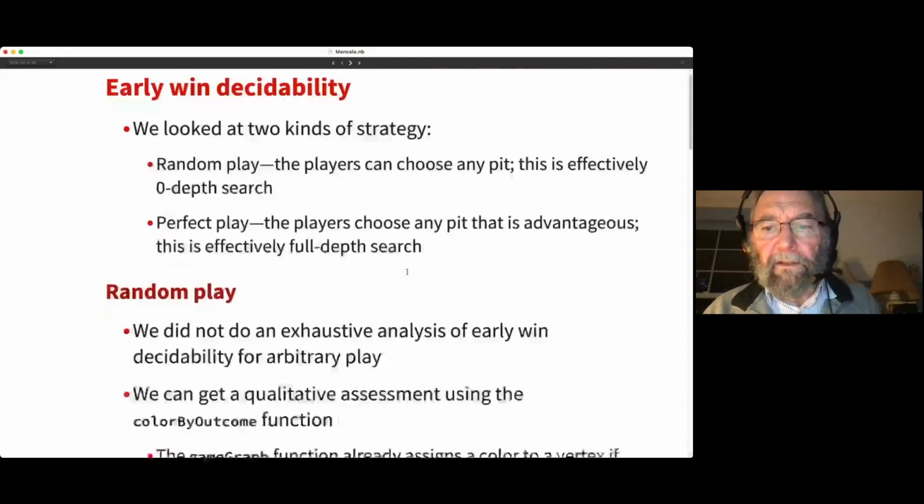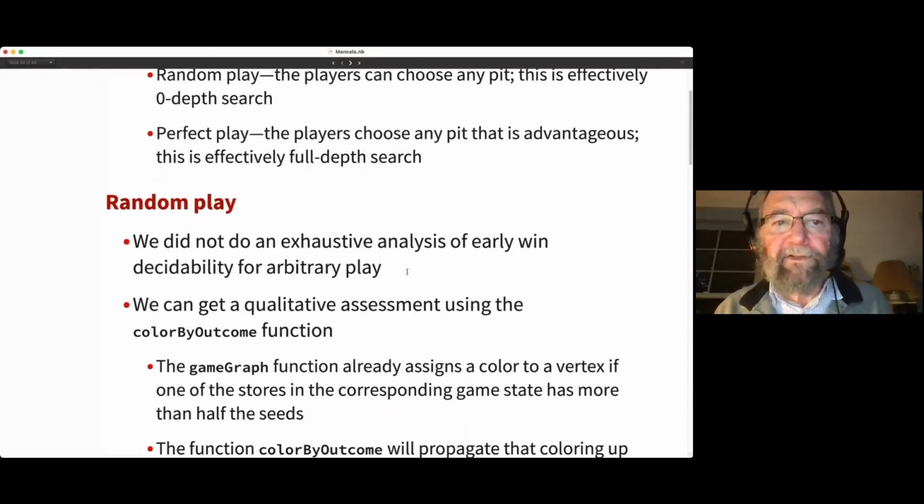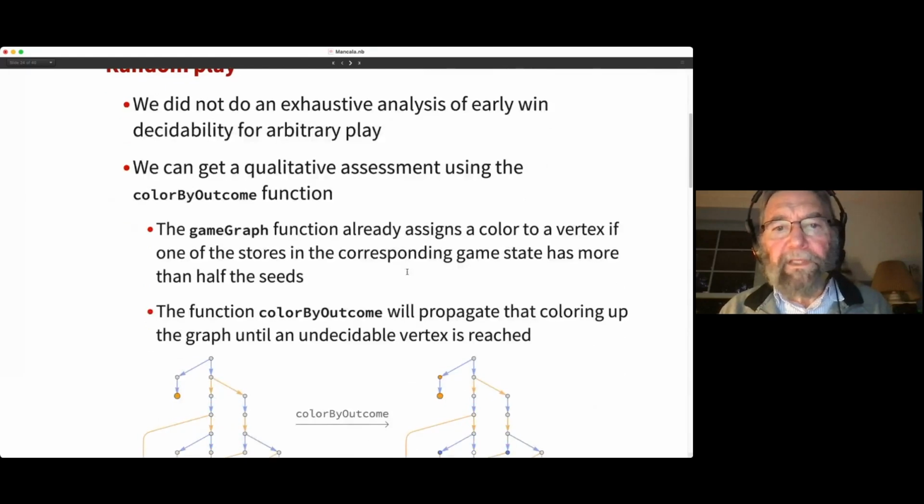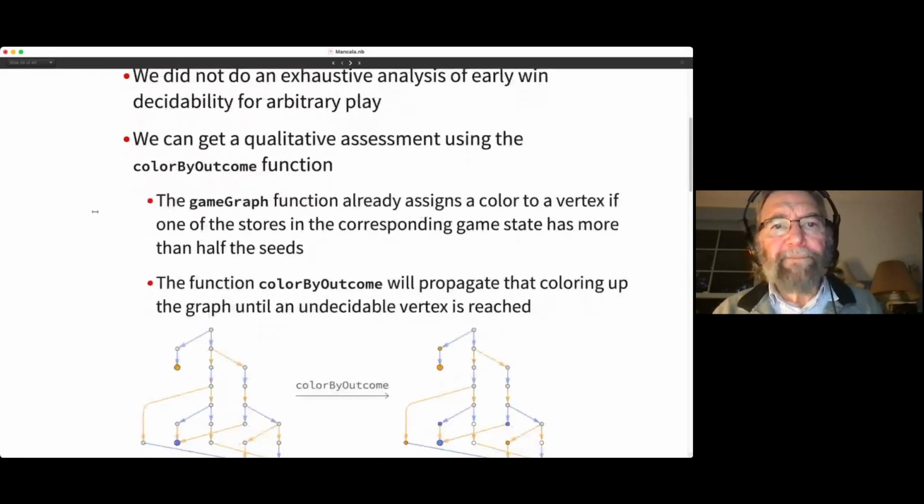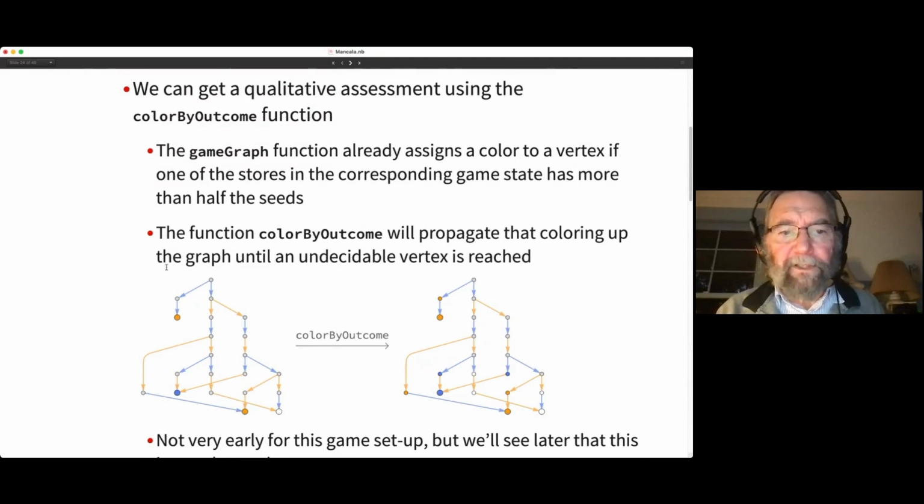So I did not do an exhaustive analysis for random play on the decidability, but one thing that we can do is propagate the win status, if you will, up the game tree with the color by outcome function. As I had mentioned before, when game graph generates the graph, besides coloring the edges by player, it colors the vertices by which player won the game at that point, based on the score.